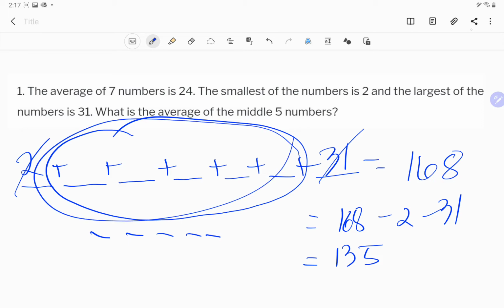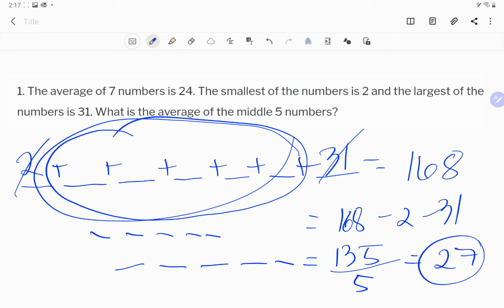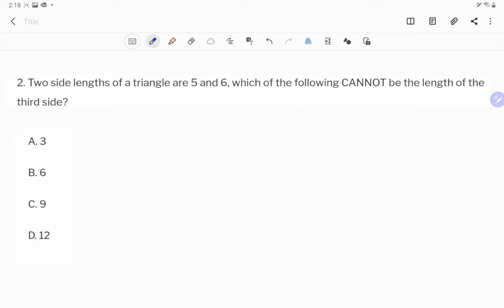Now, for us to get the average of these 5 numbers in the middle, we just have to divide this by 5, since there are 5 numbers here: 1, 2, 3, 4, 5. And 135 divided by 5 is equal to 27. So the average of the numbers in the middle is 27. Okay, let us proceed to number 2.